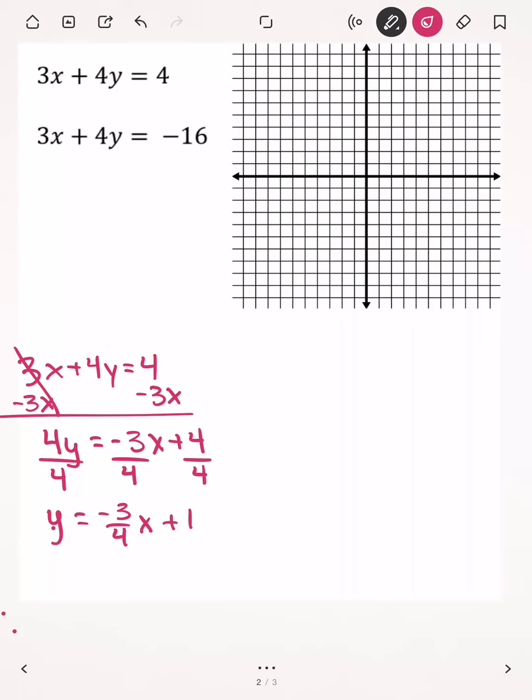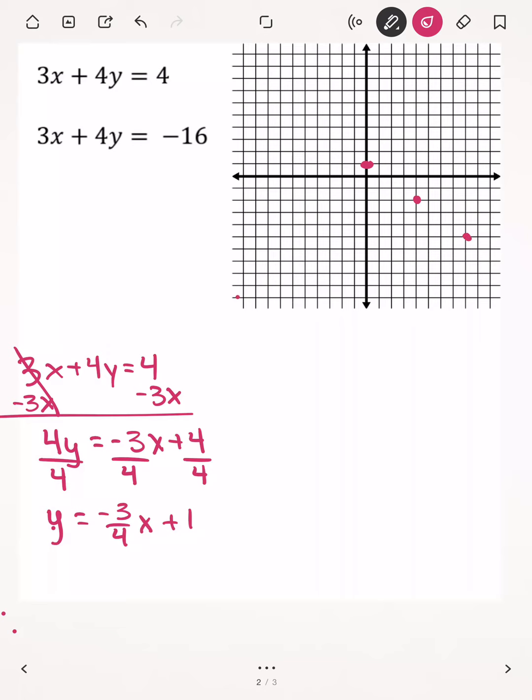So I'm going to graph this. My y-intercept is 1. I plot it at 1. My slope tells me I go down in the negative direction 3 and over in the positive direction 4. One of the numbers has to be negative in order to make the whole fraction negative. If you make both of them negative, you're going to end up with a positive slope. So I'm going to go down 3, over 4.